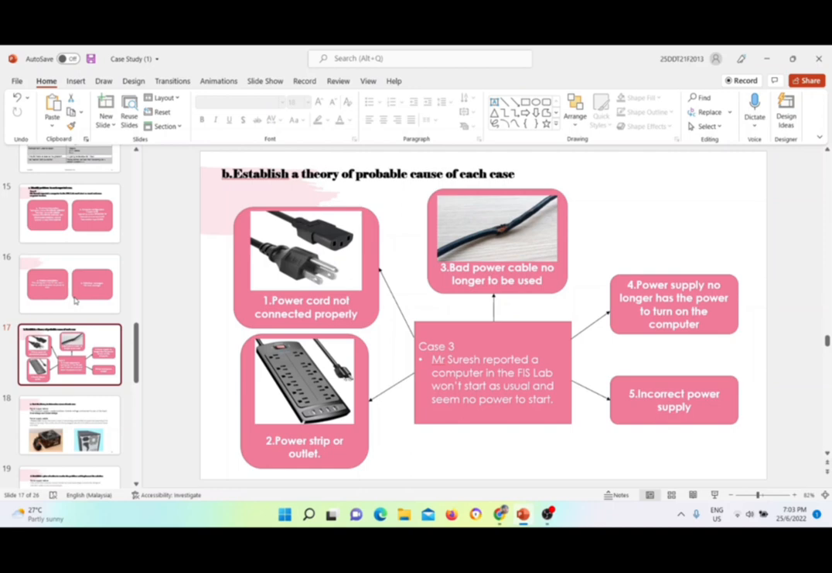Firstly, maybe the power cord is not connected properly. Number 2 is the power strip or the outlet. And 3, a bad power cable should no longer be used, because as you can see, it could be dangerous for you. You can also be electrocuted. So number 4 is the power supply no longer has the power to turn on the computer. 5 is an incorrect power supply.